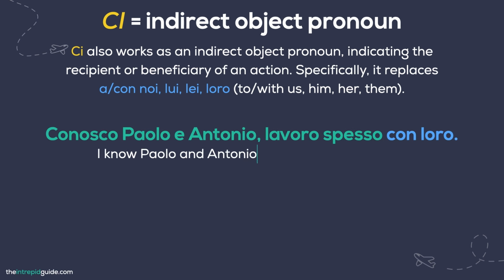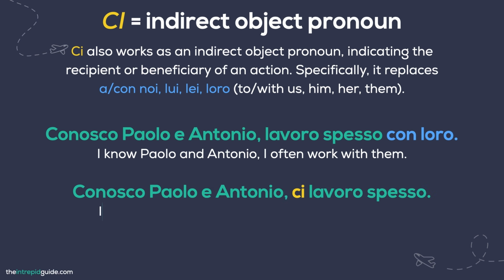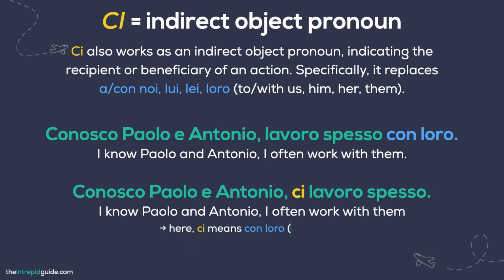Conosco Paolo e Antonio. Lavoro spesso con loro. I know Paolo and Antonio. I often work with them. It becomes: Conosco Paolo e Antonio. Ci lavoro spesso. I know Paolo and Antonio. I often work with them. Ci stands for "con loro", with them. Ci can also be a reflexive pronoun.